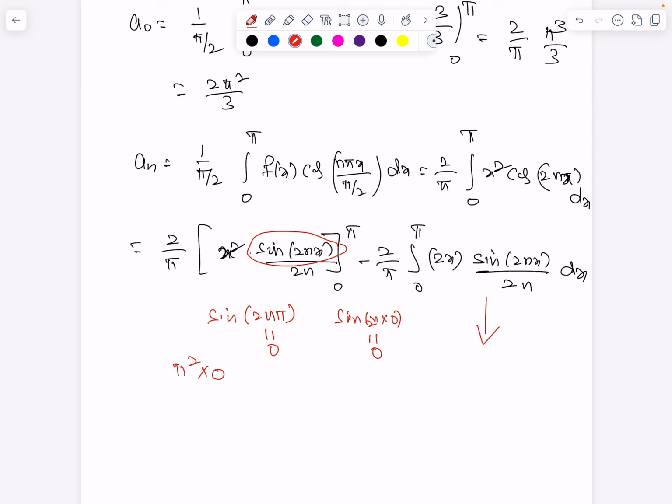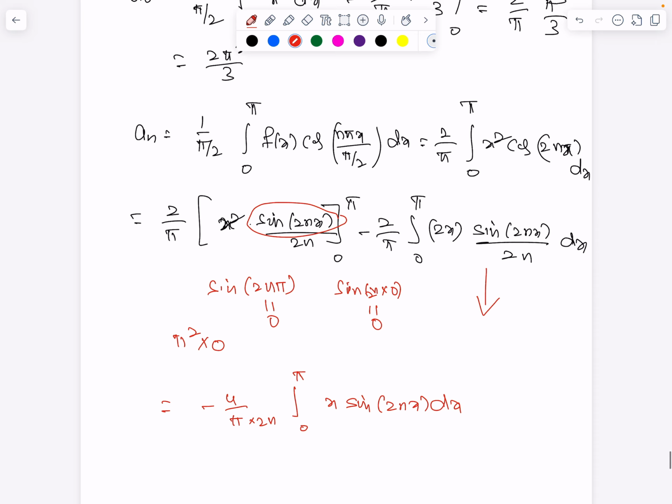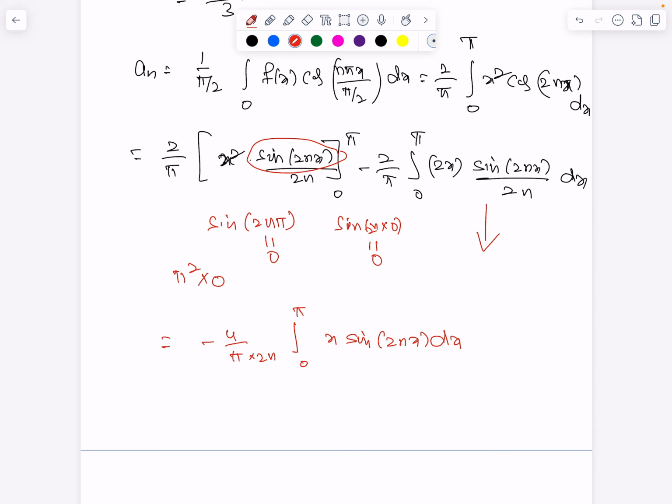What about this term further if you try to expand it? That is equal to minus 4 by pi into the integral from 0 to pi of x sin 2nx dx, which is the leftover term. Now, if you try to simplify, this is equal to minus 2 by n pi and the integration of this is there. Again, we are using integration by parts.